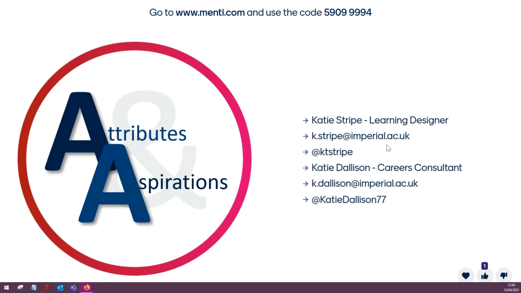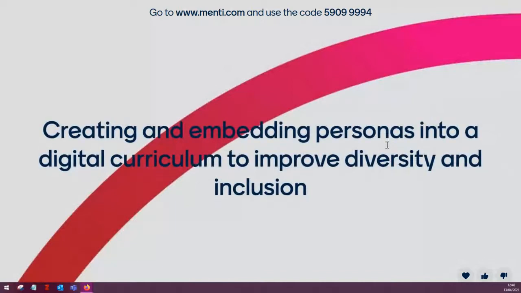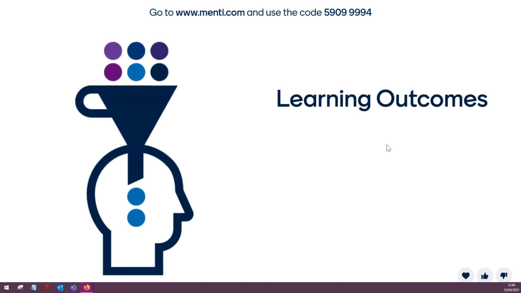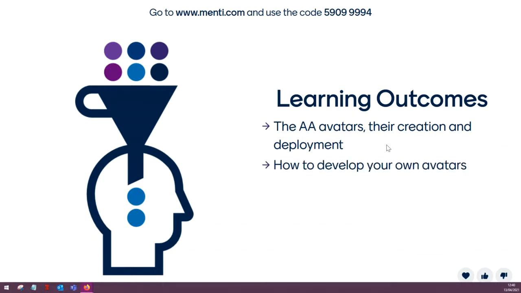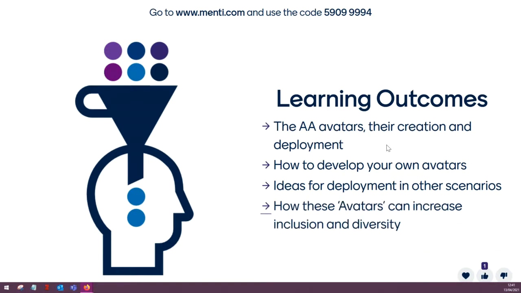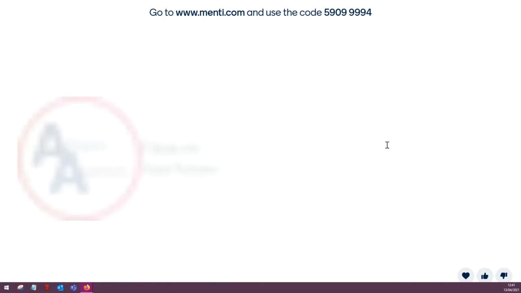We are both from Imperial College. I am a learning designer in the Faculty of Medicine. Katie is a careers consultant, and together, along with a few other people, we have built a program called Attributes and Aspirations. So today's presentation is about creating and embedding personas into a digital curriculum to improve diversity and inclusion. And we will look at the AA avatars and how we created and deployed them, how you might start developing your own avatars, and ideas for how you could deploy them in other situations that are more appropriate for you. And of course, how these avatars can increase inclusion and diversity.